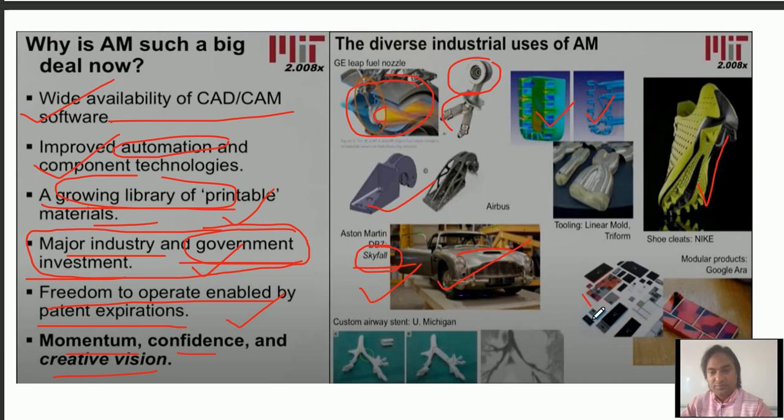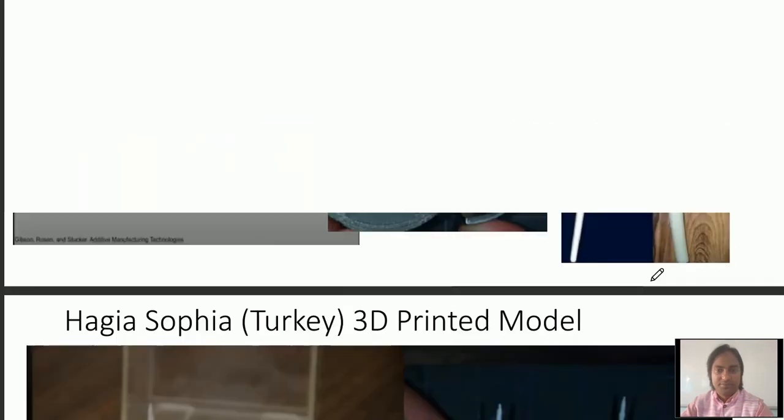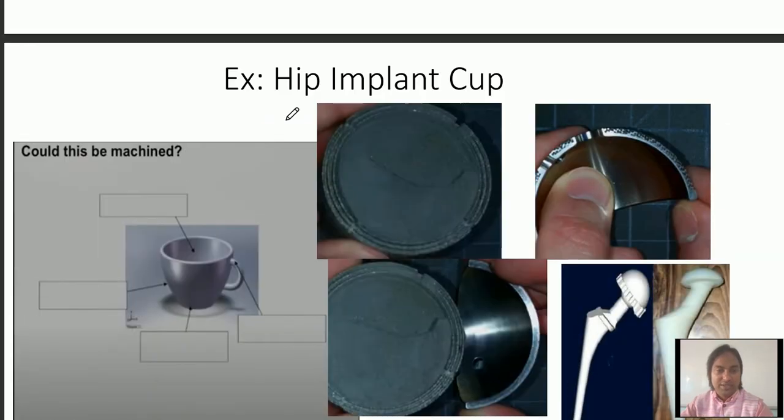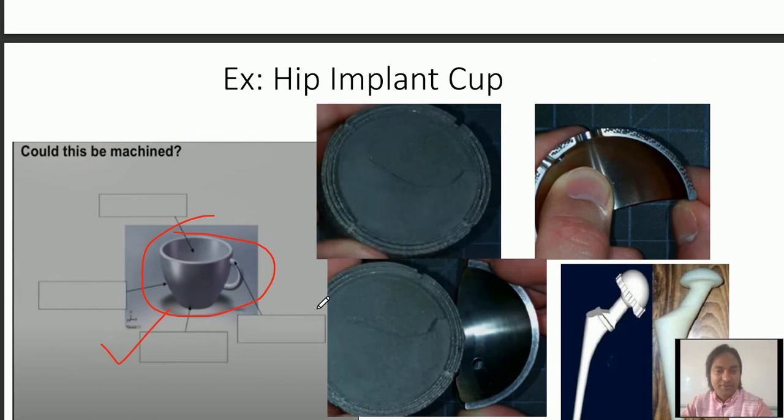Then there are different types of materials. This one, an air vent, we can make and install it inside our body. Now another example, can we make this with common machining process? Yes, this could be machined, but it is time consuming. What if you are able to produce directly without machining?